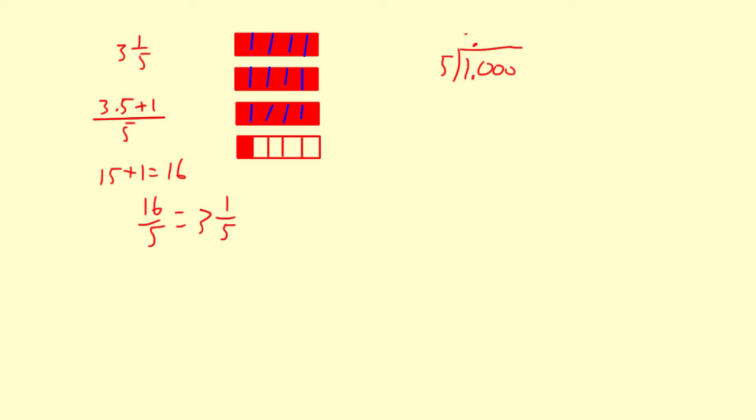5 goes into 1 0 times. 5 goes into 10 twice. Then 2 times 5 is 10. Subtract and you get 0. Bring down a 0. 5 goes into 0 0 times. You're just going to repeat the pattern. So basically, this 1/5 is 0.2.